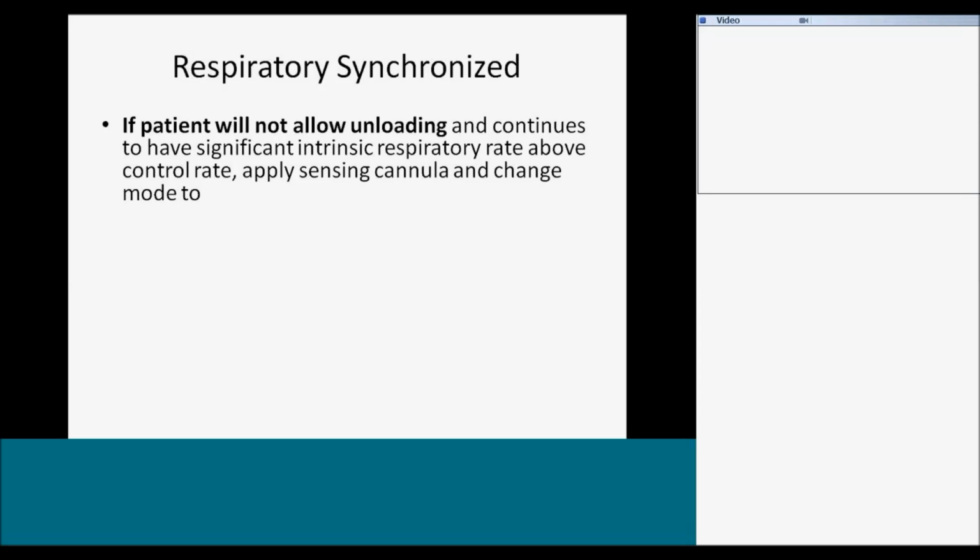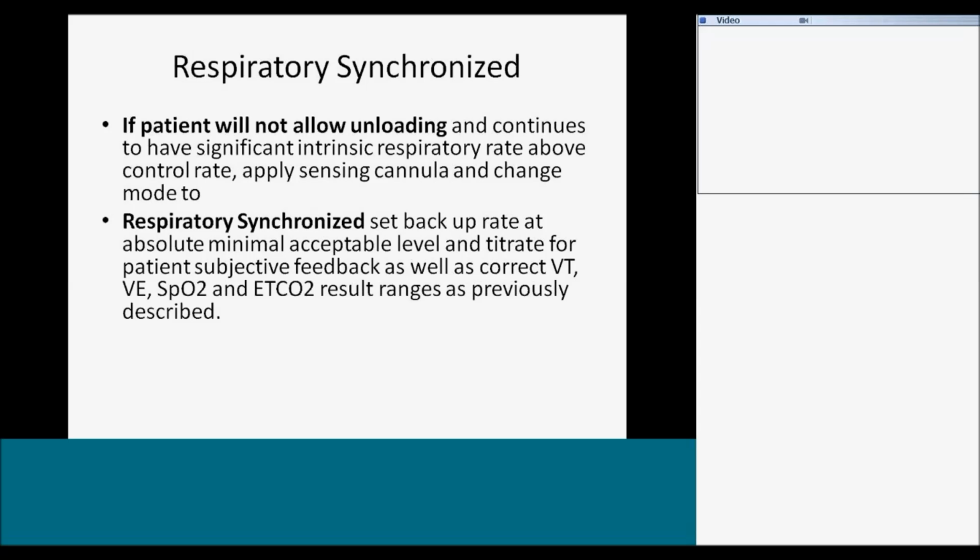And in respiratory synchronized, you're just adjusting the inspiratory and the expiratory pressure. And you're titrating for patient feedback. You're trying to achieve the correct tidal volume and minute volume range, but you're not able to control IE ratio in this mode. So you're still looking for the same type of data, or your same type of endpoint. And for the patient, if they're more comfortable on respiratory synchronized, then that's fine. But it's not going to achieve complete unloading.